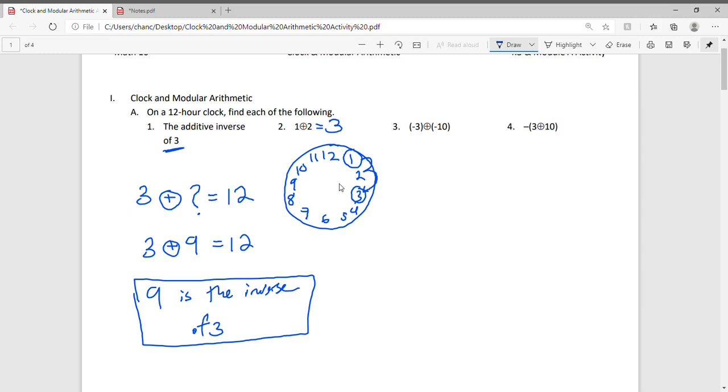Now in example 3, we're starting with negative 3 plus negative 10 in clock arithmetic. So let's draw our clock.